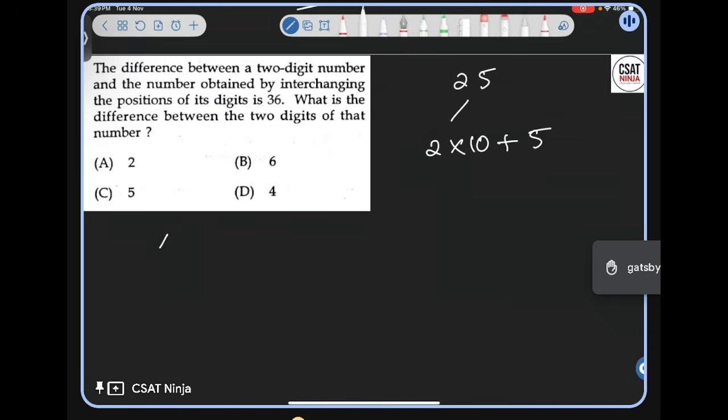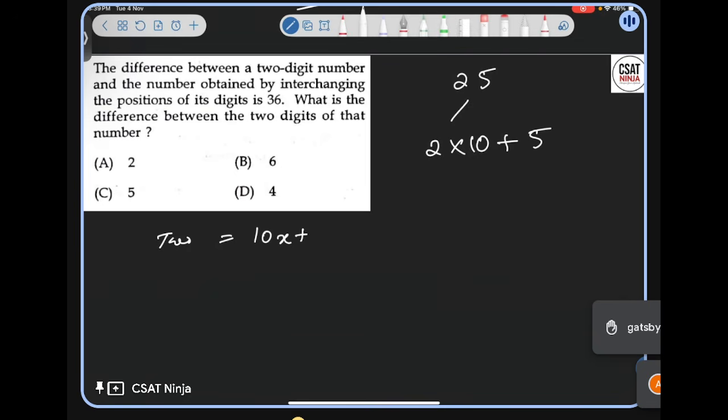If I assume the two-digit number is 10 times x plus y, that means the two-digit number is xy. If the two-digit number is xy, then what will it look like? It will look like this: 10 times the tens digit plus the ones digit. So this is the number here.